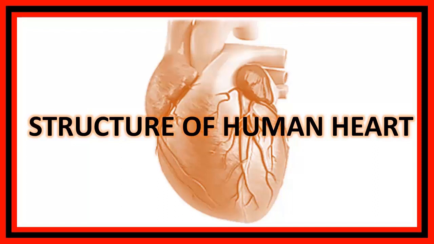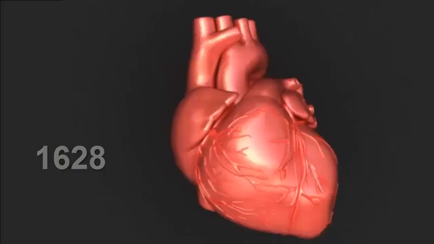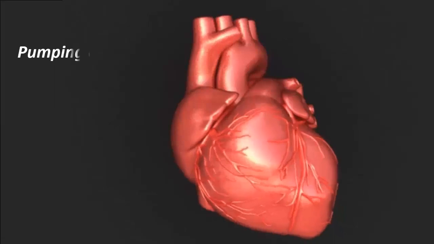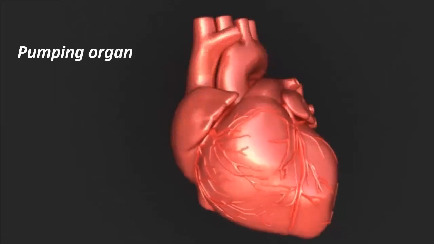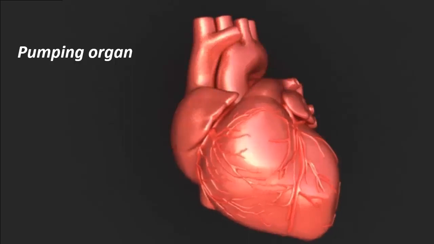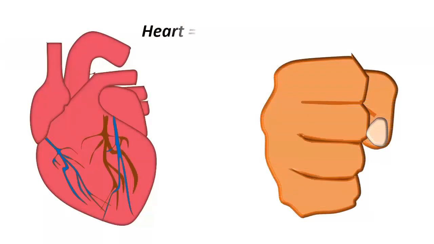Structure of the human heart. William Harvey discovered the circulation of blood in humans in 1628. The heart is a muscular pumping organ that pumps blood into the vessels. The human heart is about the size of its owner's clenched fist.